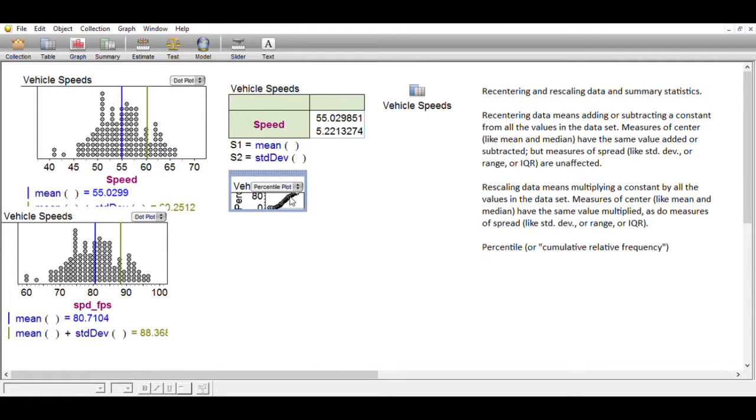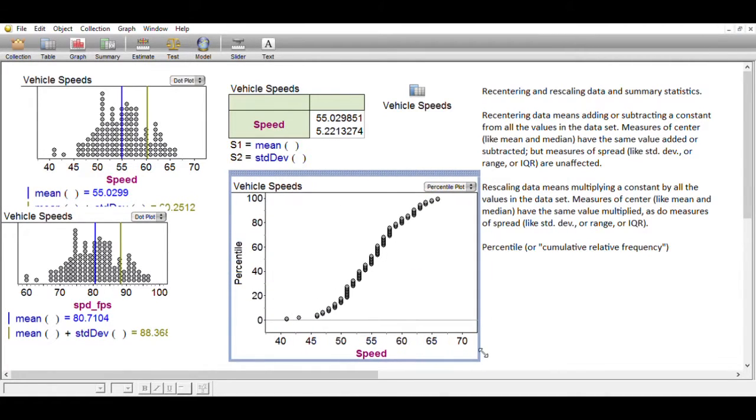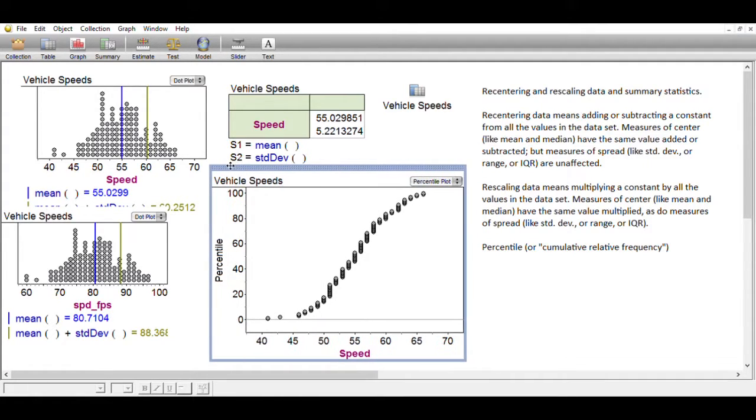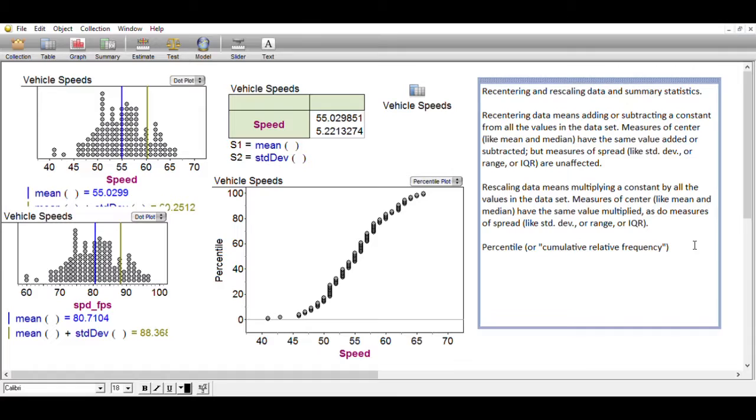You're familiar with this idea of percentile. You've seen this before. What percentile measures, and cumulative relative frequency is just another name for percentile, measures the percentage of the data that is equal to or below, or less than, a given value.